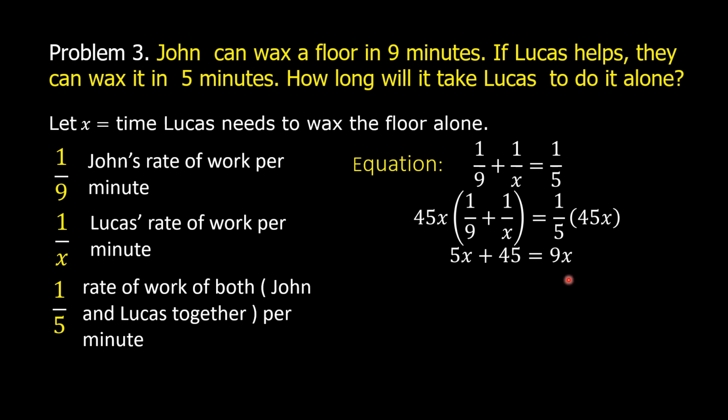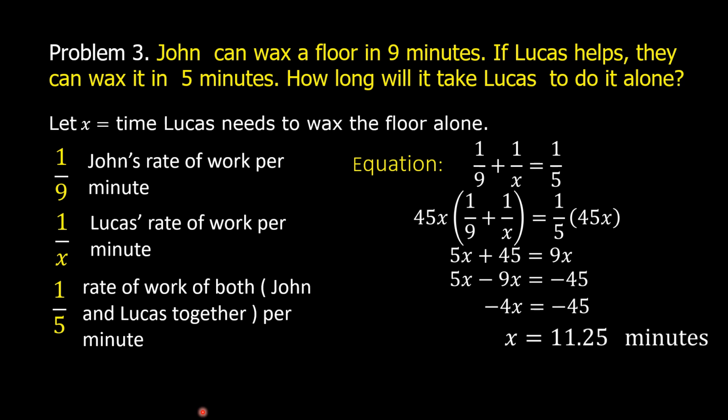Transpose 9x to the left side. Change its sign from positive to negative. Transpose positive 45 to the right side. Change its sign from positive to negative. So we have now 5x minus 9x is equal to negative 45. This is now negative 4x is equal to negative 45.